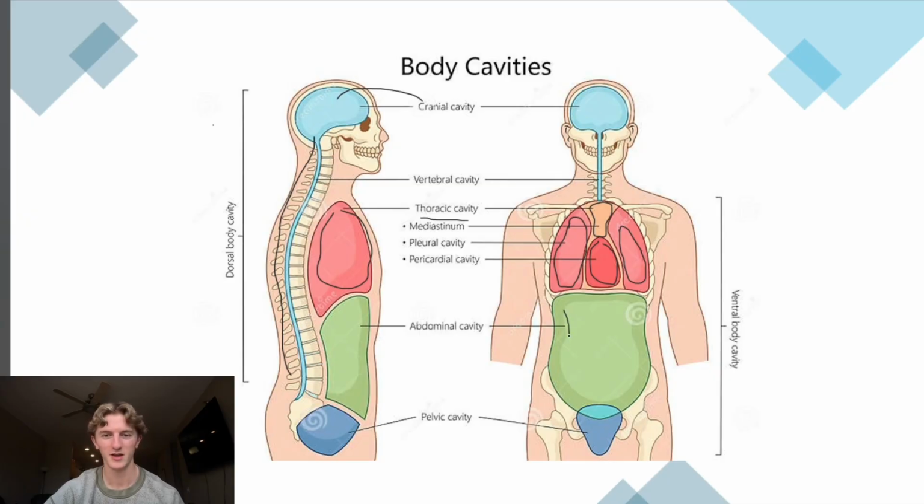And then finally, the abdominal cavity obviously just houses the abdominal region. It has our abdominal pelvic regions in there as well. And finally, the pelvic cavity, which is also just in the pelvic area. So those two are going to be pretty easy to memorize. And that is going to be it for this first video.